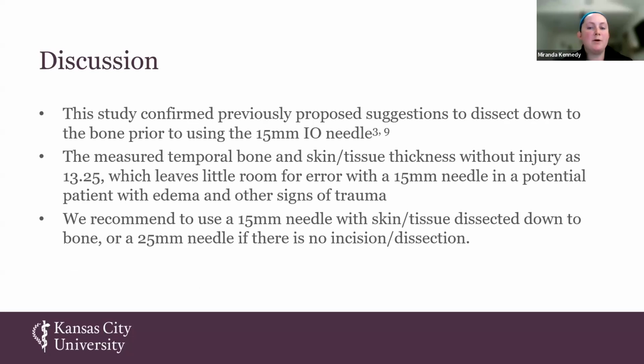The measured temporal bone and skin/tissue thickness in this study was 13.25 millimeters, which left little room for error with a 15 millimeter needle in a potential patient with edema and other signs of trauma. So we recommend using a 15 millimeter needle when the skin and tissue is dissected down to the bone, or a 25 millimeter needle if there's no incision or dissection. And this is basically what previous studies have proposed as well.